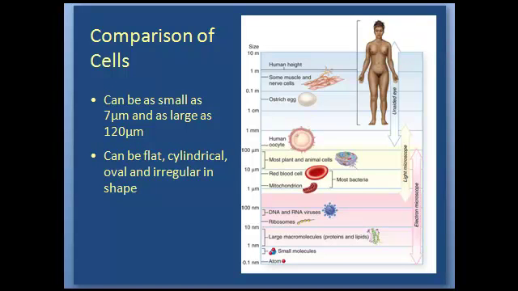And on this slide, you see just a brief comparison of the different sizes of cells and some of the molecules within the cells even. Cells can be as small as 7 micrometers, as large as 120 micrometers, and they come in many different shapes: flat, cylindrical, oval, irregular, etc.